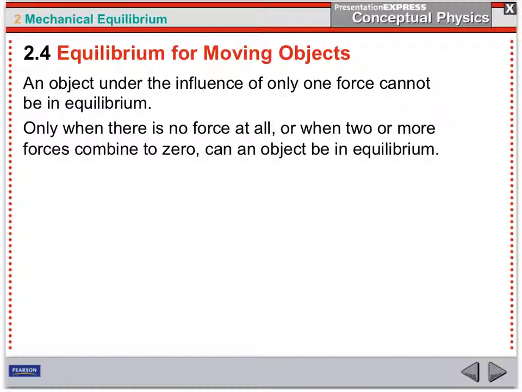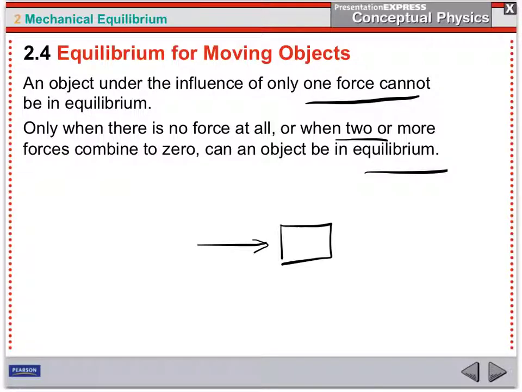An object under the influence of only one force cannot be in equilibrium. So if you've got some object here, and there's only one force acting on it, it's never going to be in equilibrium. The force is going to continue to speed that up. So there has to be at least two or more forces to give us equilibrium.